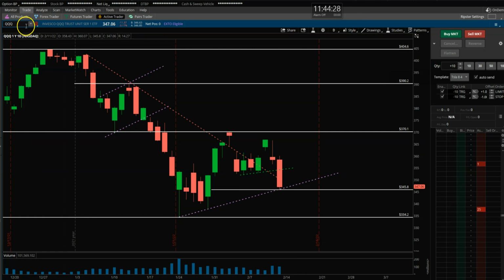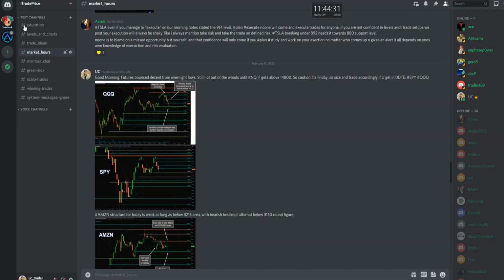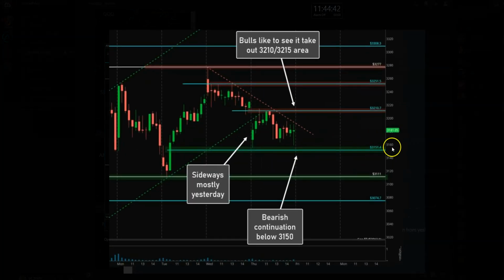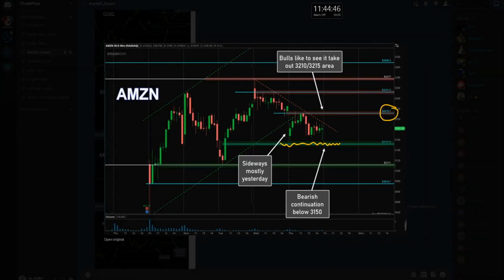Okay, let's take a look at Amazon. But before that, let's look at what the notes said. Amazon structure for today is weak as long as below 32.15, with a bearish breakout attempt below 31.50, right? So this was the 31.50 level right here because we have a few touch points here. That's why I had mentioned it. This is a good level to look for to play a bearish trade. And as long as it's below 32.15, the chart remains bearish, right? Because it tried to get above that level and couldn't do it in the past day on Thursday. So that means bulls wanted to get above that level.